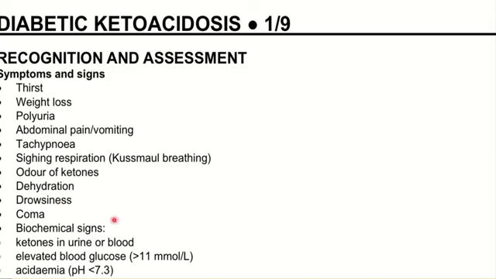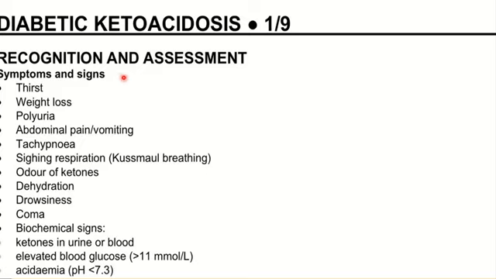These are very important. There will be ketones in urine or blood, elevated blood glucose more than 11 millimole per liter. There will be acidemia, that is acidosis, pH less than 7.3. These are the features. So not necessarily that a patient will present to you with all these features. Also, in the question sometimes they only pinpoint some of the features.